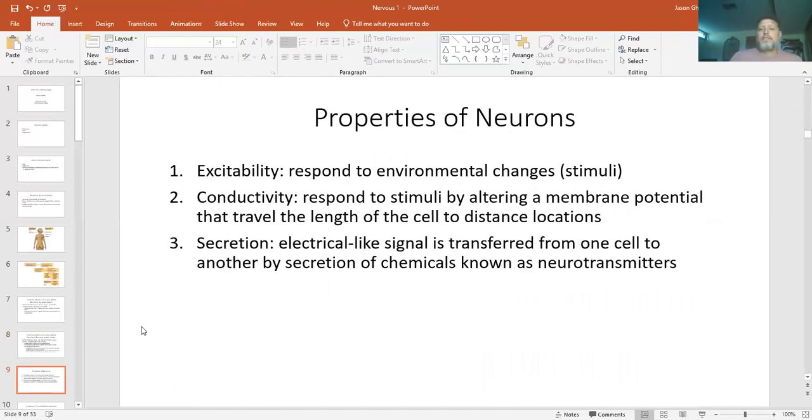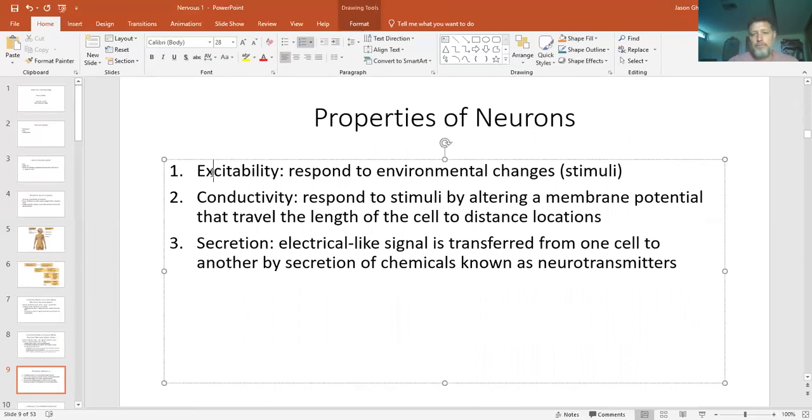Properties of neurons, similar to muscles. Muscles had 4 characteristics. These are pretty similar to that. Again, they have to be excitable. In other words, they're going to respond to some kind of stimuli. They have to conduct the stimuli along their membrane. We call these action potentials.